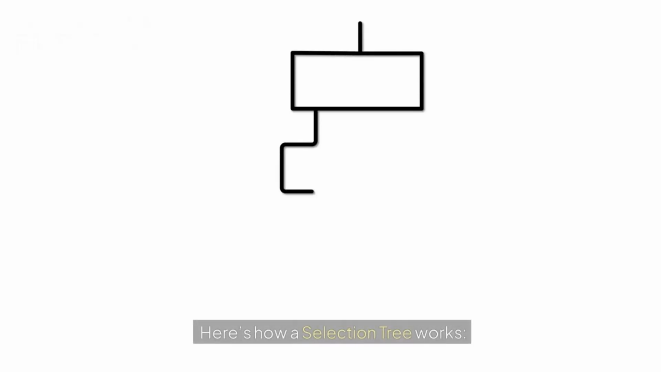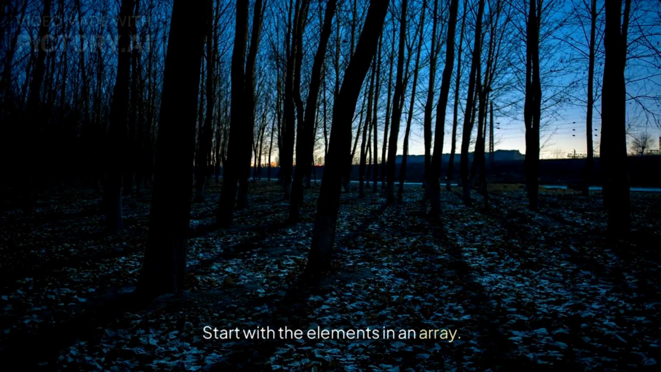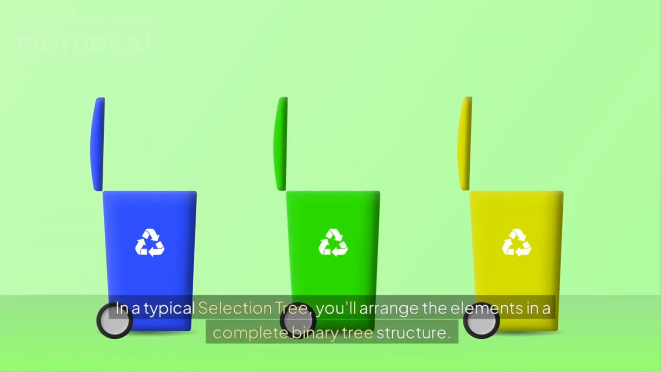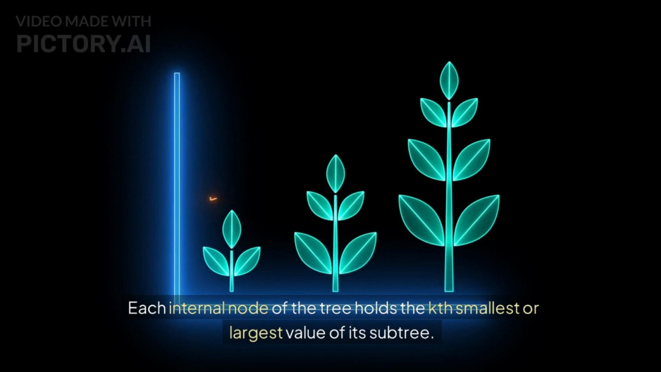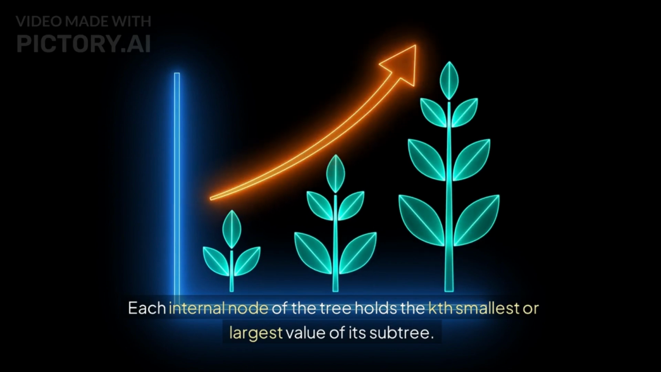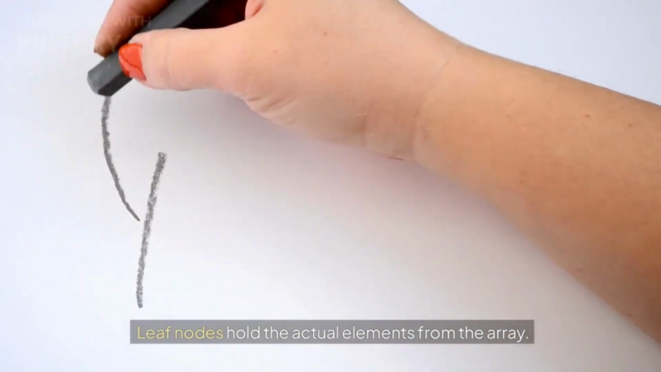Here's how a selection tree works. Build the tree. Start with the elements in an array. In a typical selection tree, you'll arrange the elements in a complete binary tree structure. Each internal node of the tree holds the kth smallest or largest value of its subtree. Leaf nodes hold the actual elements from the array.